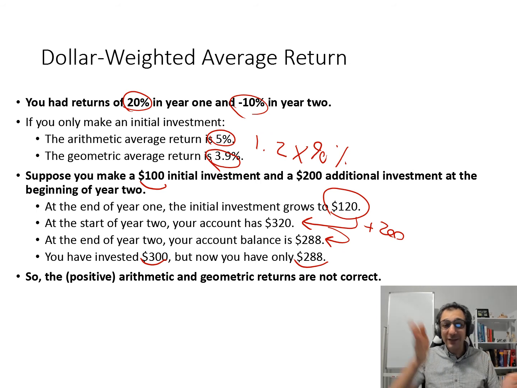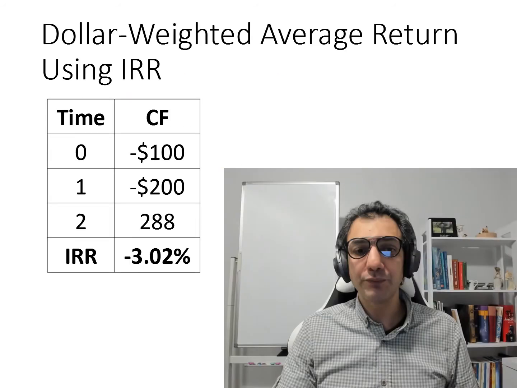Now you see why that 5%, 3.9% doesn't make sense, because both numbers are positive, but actually you are losing money. How is it possible to lose money and have a positive return? It doesn't make sense. So that's why we have to use the dollar weighted average return, which is based on IRR. Now, how do we use the IRR? For sure, you need to have the cash flows. So now let's look at the IRR calculation.